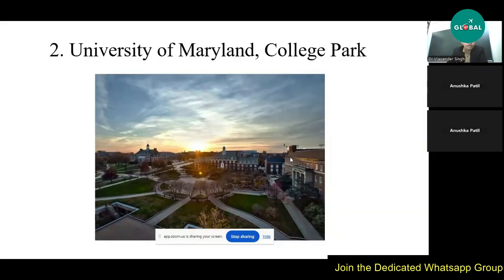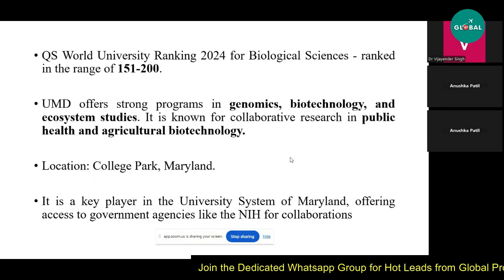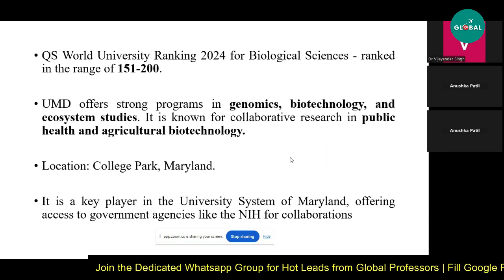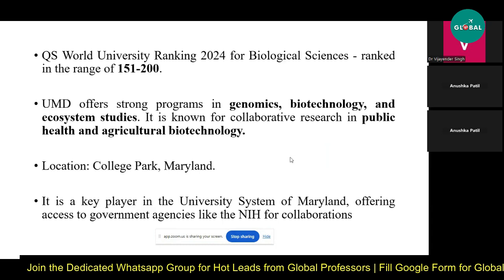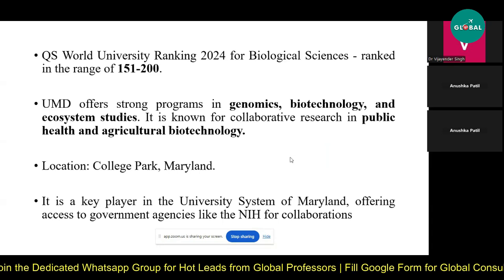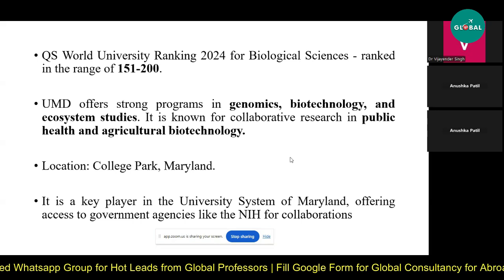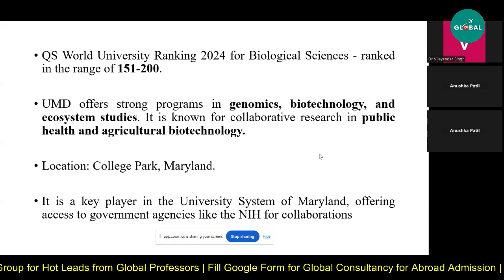So the next university in the second category, that is the QS ranking around the range of 150 to 200, is the University of Maryland, which is in College Park. It has a QS rank in the range of 151 to 200. If you're interested in genomics or biotechnology and ecosystem related studies, then I think you should consider this university. It is also known for collaborative research in public health and agricultural biotechnology. So if you are interested in plant sciences or plant related biotechnological aspects, then you can consider this university.